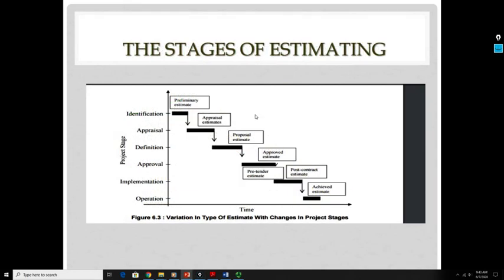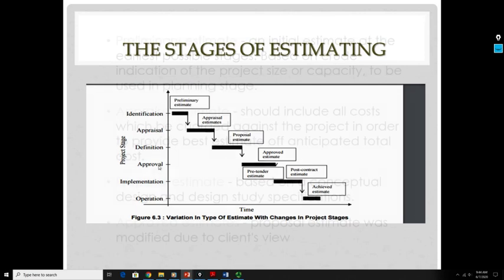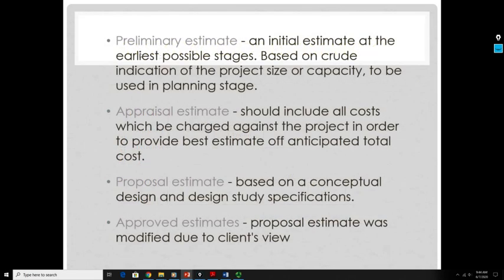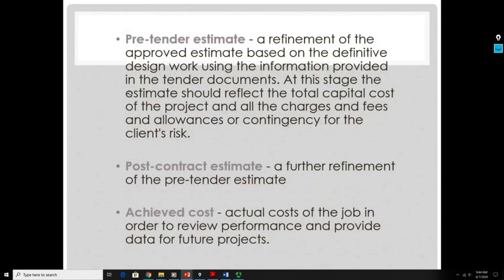This slide shows the stages of estimating. The first stage is the preliminary estimate, then appraisal estimate, next the proposal estimate, then the approved estimate, next the pre-tender estimate and post-contract estimate, and lastly the chief estimate. So this estimation is based on the stage of the project. The definition of every stage of estimation is provided in this slide, and continues in this slide.